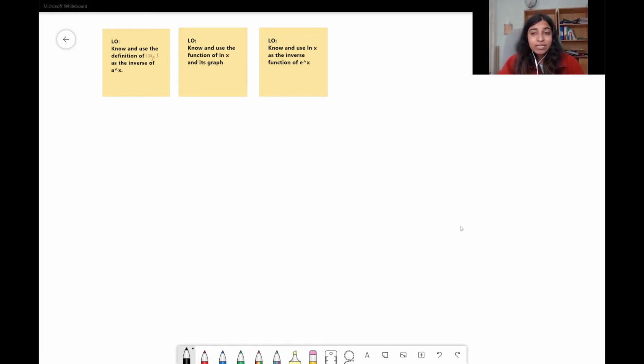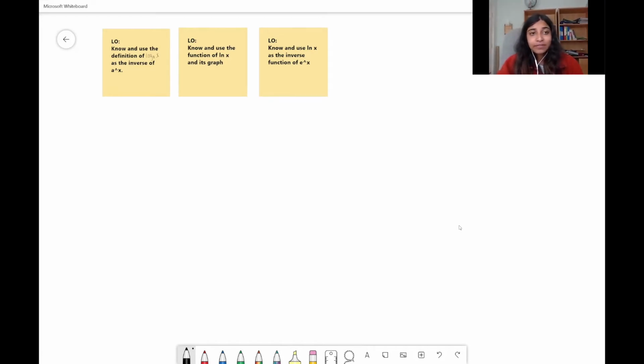So the learning objectives for today are to know and use the definition of log_a x as the inverse of a to the power of x, know and use the function of ln x and its graph, and know and use ln x as the inverse function of e to the power of x.